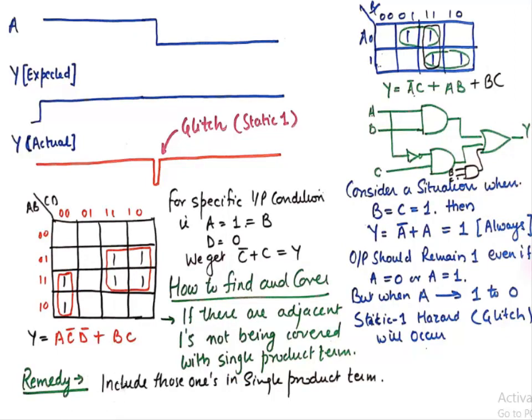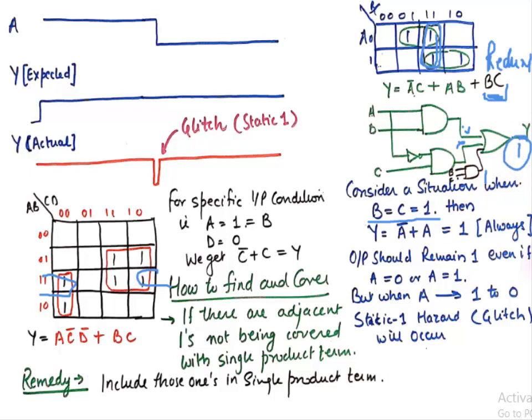So how do you correct that? We need to include these ones and these two ones in one single product term. And when you make a product term out of these two ones, this will be a redundant term. So that will increase the cost of the circuitry for sure. But when you include this BC in your circuit, you know that under this condition, when B and C are 1, this will be 1. And when this is 1, no matter what changes occur here and here, the circuit will always remain 1 at the output. So the glitch will be removed.